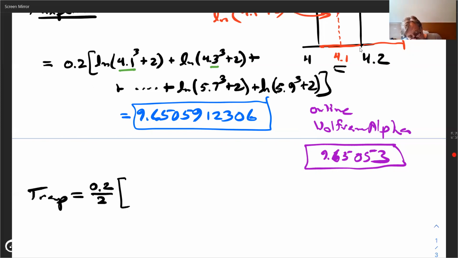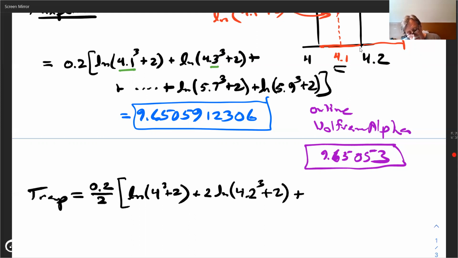It looks like this. So it would be the natural log of 4 cubed plus 2. Now, the weird thing about trapezoid is this. All the ones inside have a multiplier of 2, okay? Then you have 2 times the natural log of 4.2 cubed plus, and I said plus 3, it should be 2. That's the kind of stuff that happens to me. It makes me crazy. So you think I'm goofy or something, but I didn't used to do that. Plus, and then you go all the way plus dot, dot, dot, plus.